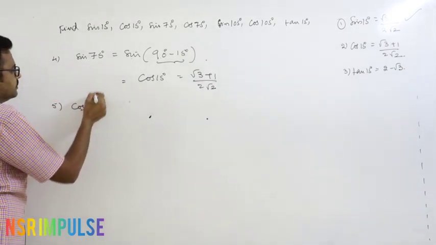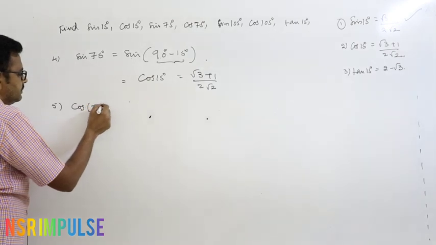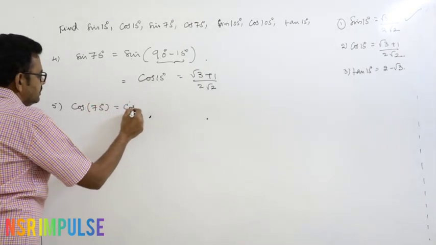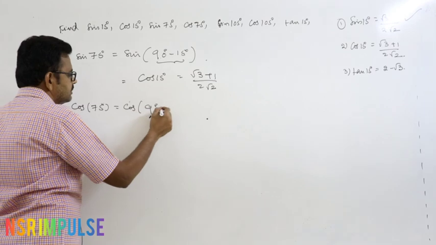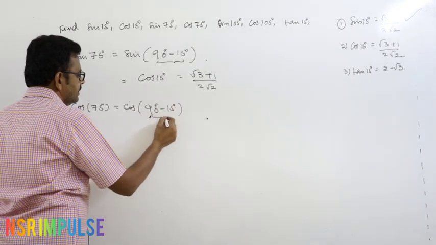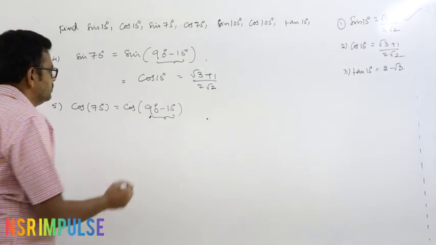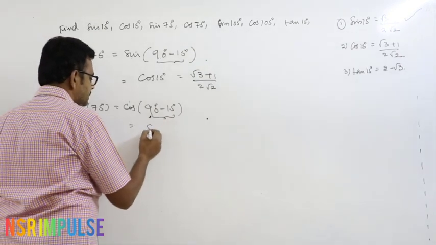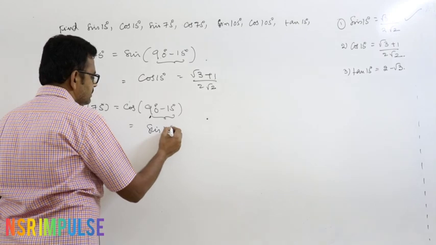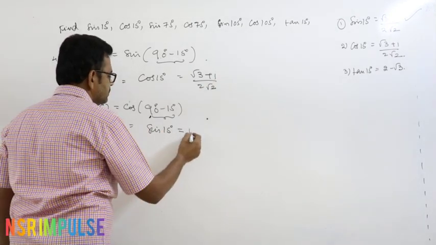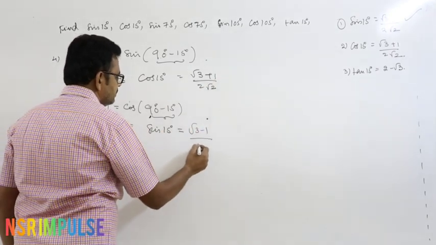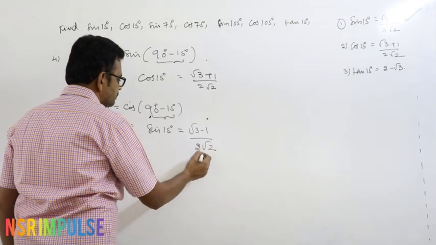Cos of 75 degrees is equal to cos of 90 degrees minus 15 degrees. 90 minus 15 is 75 degrees. So cos of 90 minus theta is equal to sin theta, where sin 15 is root 3 minus 1 by 2 root 2.